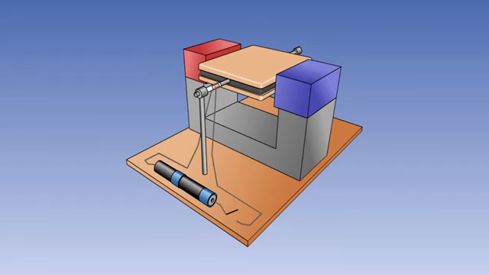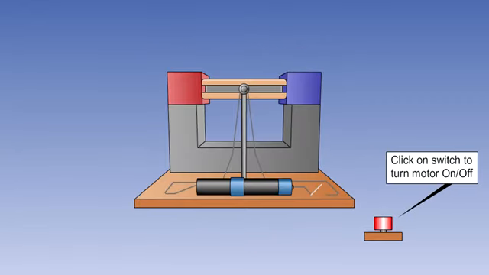In this lesson, we will examine how direct current electrical motors work. An electric motor is a machine for converting electrical energy into mechanical energy. Its function is therefore the reverse of that of an electrical generator, which converts mechanical energy into electrical energy.